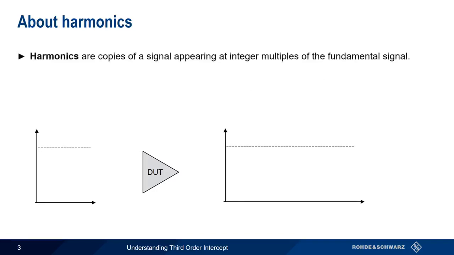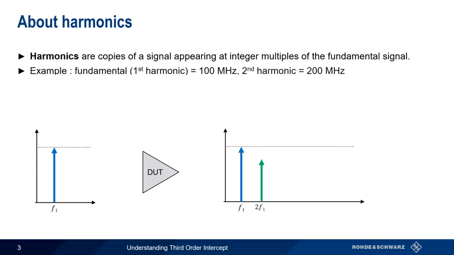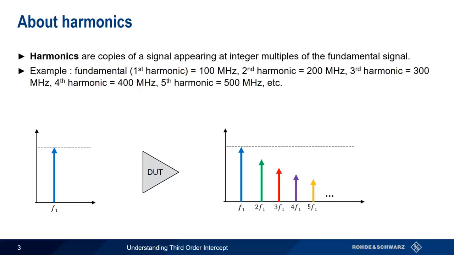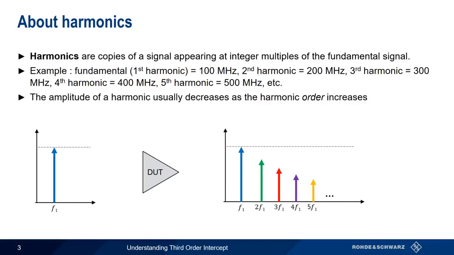Harmonics are copies of a signal that appear at integer multiples of a fundamental frequency. For example, a signal at 100 MHz passing through a nonlinear device produces harmonics at 200 MHz, 300 MHz, 400 MHz, 500 MHz, etc. Although the fundamental is not often called the first harmonic, we do commonly refer to second harmonic, third harmonic, fourth harmonic, etc. Note that the amplitude or level of a harmonic decreases as the harmonic order or number increases. All nonlinear devices generate harmonics to greater or lesser degrees, and in almost all cases, harmonics are undesirable, and the amplitude of any harmonics should be kept as low as possible.